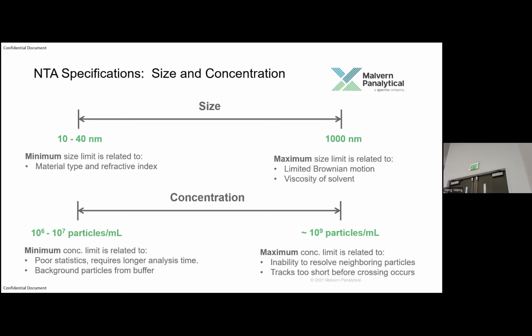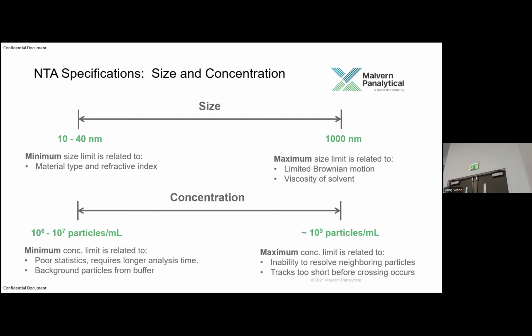If you're working with synthetic based particles, biological based particles, your lower limit might be more like 40 or so nanometers. On the other end, it has to do with anything that's going to retard the Brownian motion. So whether it's the inherent size of the particle, or if you've got smaller particles, but it's the viscosity of your diluent. So the upper limit is about 1,000 nanometers.